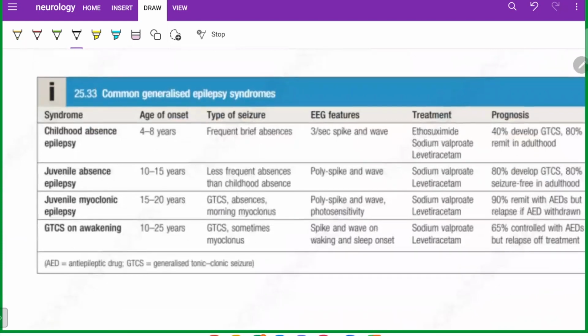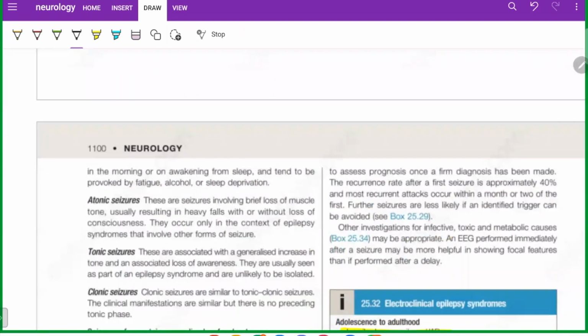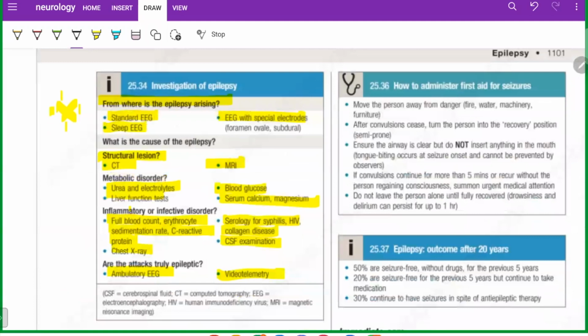So first, childhood absence epilepsy. So that is absence seizures. You will be having 3 Hz spike and wave pattern. Absence epilepsy, juvenile எப்படி இருக்கும், poly spike and wave. அப்புறம் வந்து myoclonic seizures எப்படி இருக்கும், poly spike and wave, photosensitivity. GTCS எப்படி இருக்கும், spike and wave on waking and sleep onset. அவ்வளவுதான். So this is what you need to remember from this 1100 page.